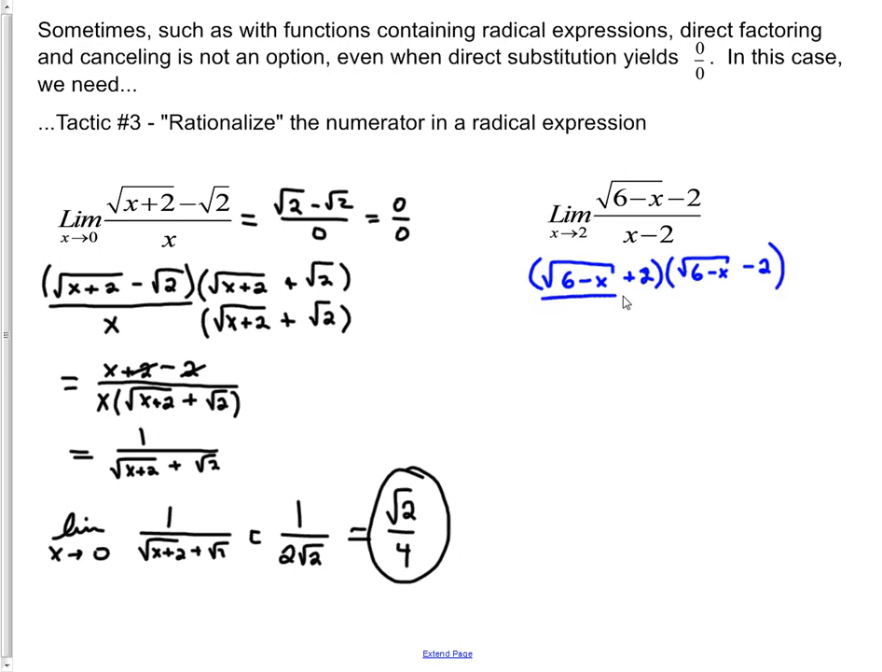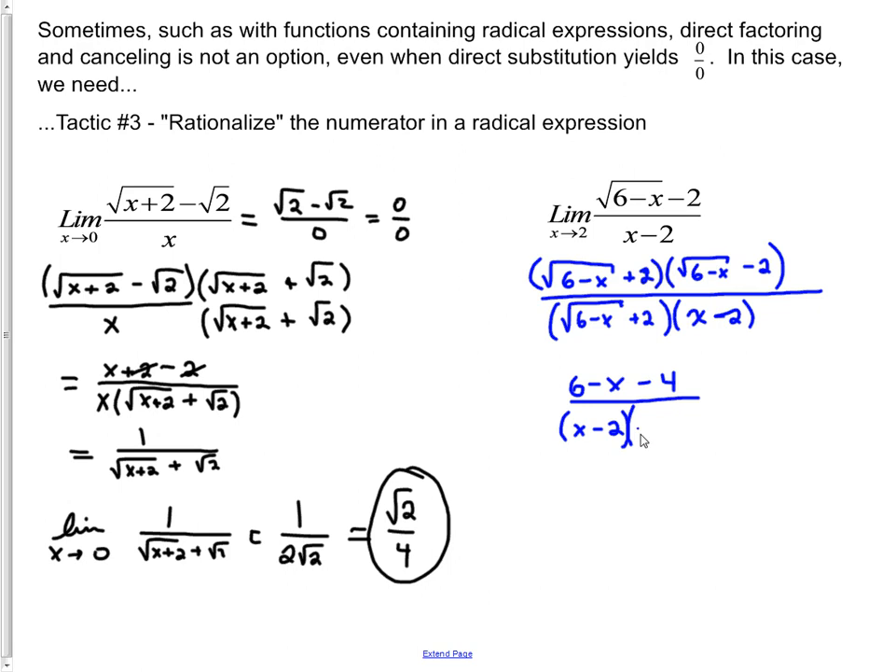But whatever we do to the numerator, we do to the denominator. So we're going to have the square root of 6 minus x plus 2 times the quantity x minus 2. Don't FOIL in the denominator. Just leave it in factored form. Where we will multiply things together is in the numerator, and in the numerator we're going to get 6 minus x minus 4, all divided by x minus 2 times the square root of 6 minus x plus 2.